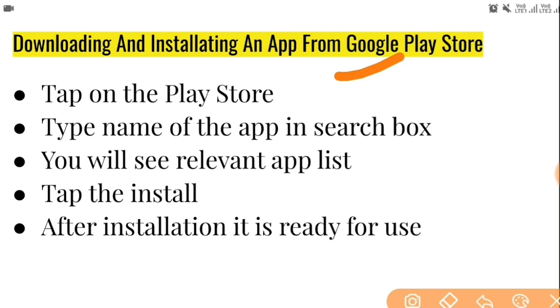If you have opened the Play Store, type the name of the app in the search box and you will see the relevant app. If you want to find MS Word, those apps are available. If you want to find a game app, you can also find it in the search box. You can see several apps there, and you can find the install option. Tap on the install option and the app is going to download. Once it has downloaded, the installation process is activated, and after the installation you can use those apps.